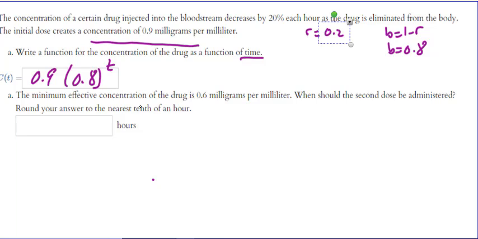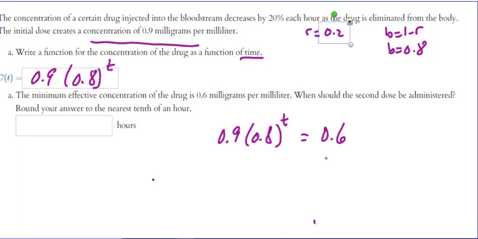Then it says the minimum concentration is 0.6 milligrams per milliliter. So when should the second dose be administered? Okay, so 0.9 times 0.8 raised to the t equal to 0.6.